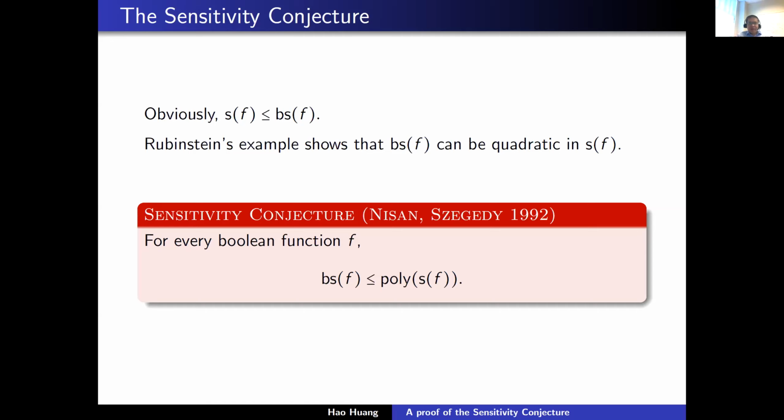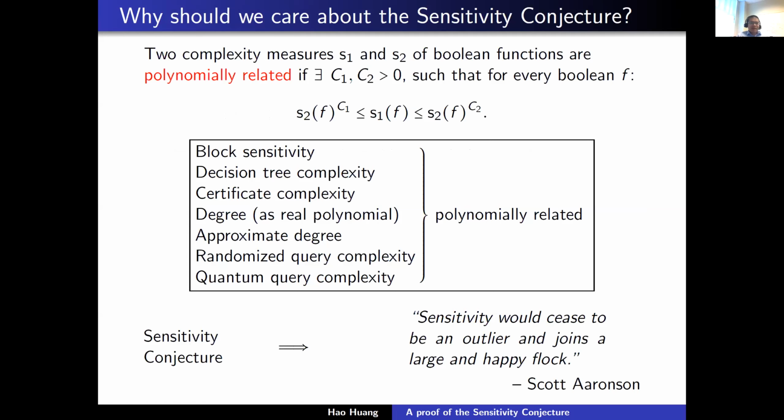Once again, you might wonder, why do we even care about the broad sensitivity? The sensitivity of a Boolean function is obviously a very natural measure of the complexity of this Boolean function. But where does this broad sensitivity come from? It turns out that the broad sensitivity is related to a bunch of other complexity measures of Boolean functions. This includes the decision tree complexity, certificate complexity, degree, approximate degree, the classical, randomized, and quantum query complexities.